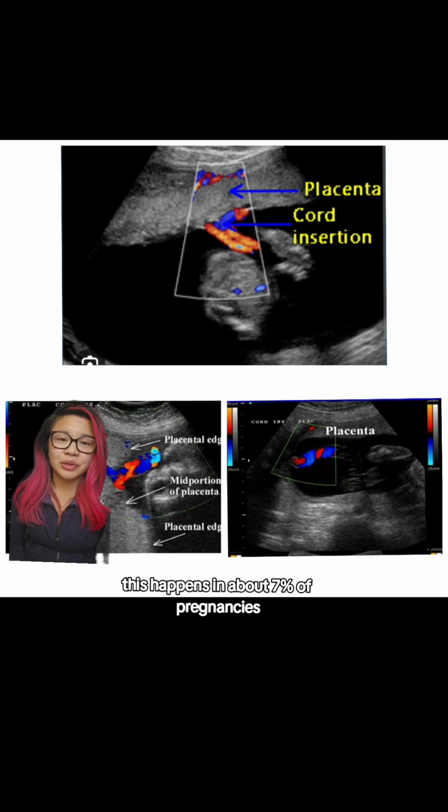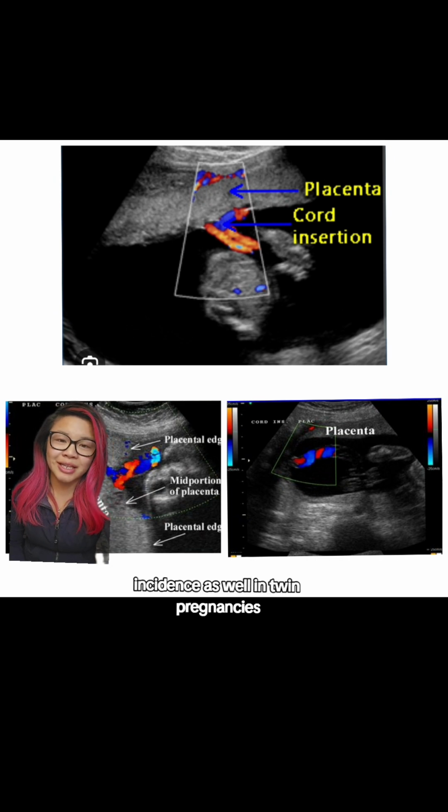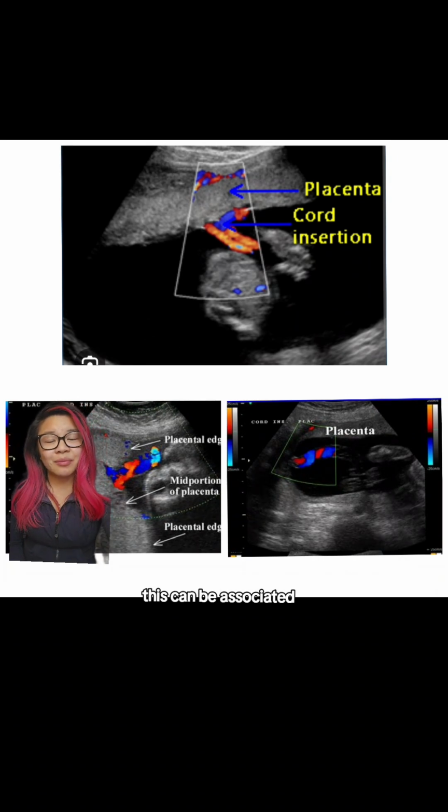This happens in about 7% of pregnancies, and there is a higher incidence in twin pregnancies, as well as the velamentous cord insertion, which you can see on the right-hand side over there. There is also a higher incidence in twin pregnancies. With a marginal cord insertion, this can be associated with IUGR in the third trimester, so a growth restriction on baby, because it's not getting as many nutrients as it should be because of the cord inserting into the edge of the placenta rather than the center of it.